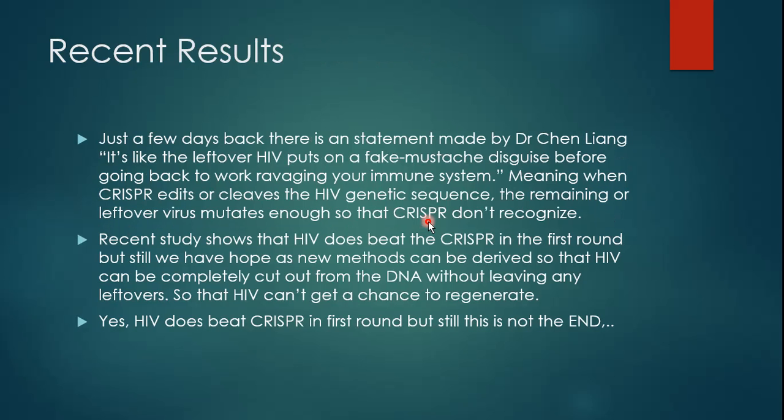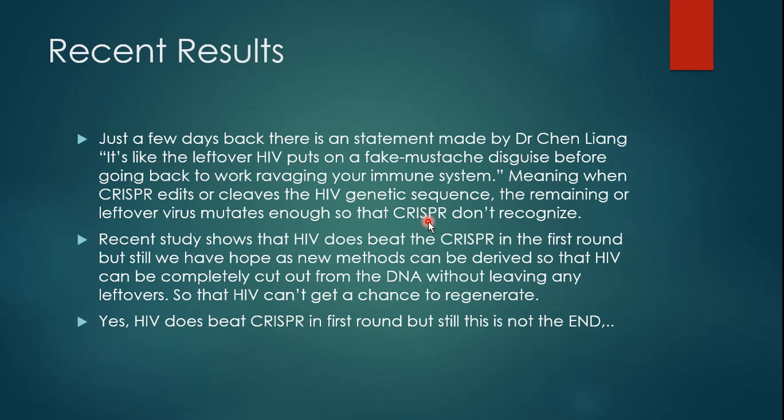Recent results say, just a few days back, there is a statement made by Dr. Chen Ling. It's like a leftover HIV puts on a fake mustache before going back to work ravaging your immune system. Meaning, when the CRISPR edits or cleaves the HIV genetic sequence, the remaining leftover virus mutates enough so that CRISPR does not recognize it. So HIV viruses are very smart.